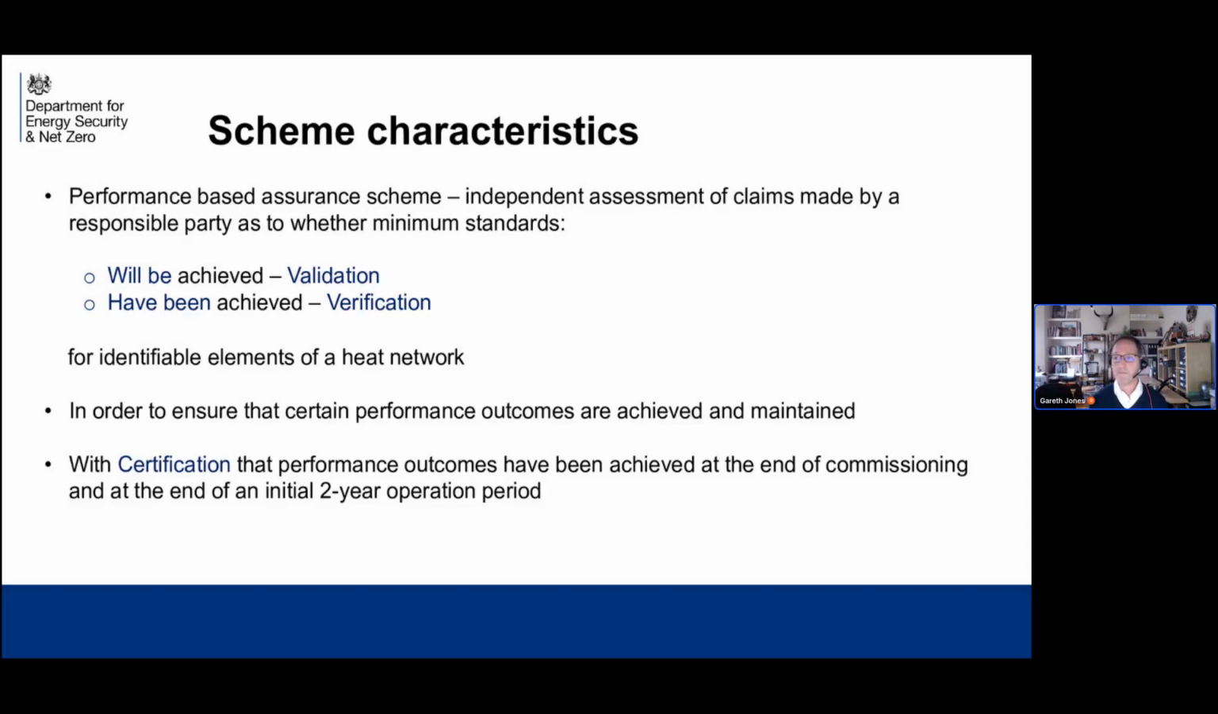So verification, things like acceptance testing for identifiable elements of a heat network. And all of this is to ensure that certain performance outcomes are achieved and maintained. So again, very much this performance-based approach. There's then certification that performance outcomes are being achieved at the end of commissioning, at the end of the initial 2-year operation period.